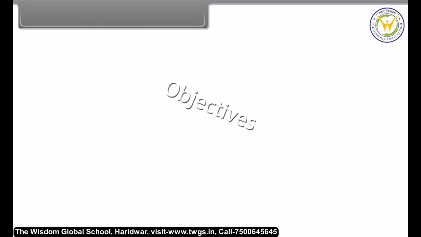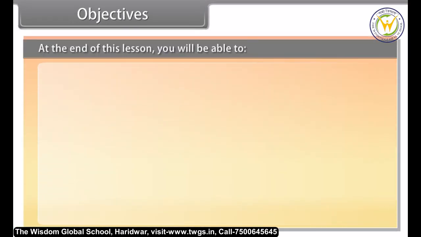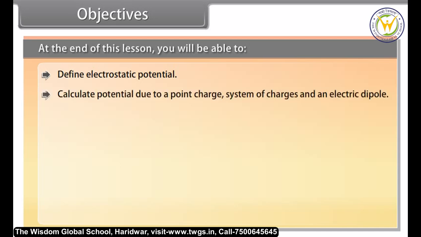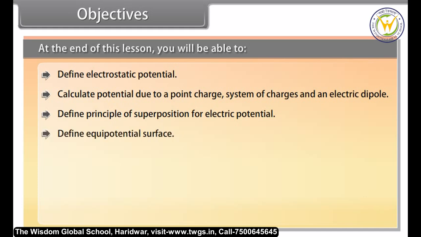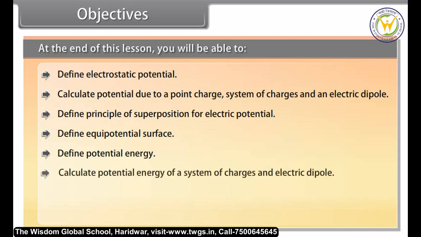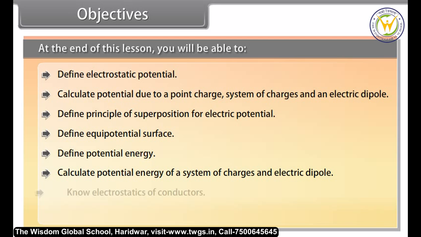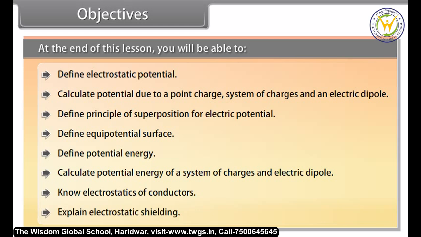Objectives. At the end of this lesson, you'll be able to define electrostatic potential, calculate potential due to a point charge, system of charges, and an electric dipole. Define the principle of superposition for electric potential. Define equipotential surface. Define potential energy. Calculate potential energy of a system of charges and electric dipole. Know electrostatics of conductors. Explain electrostatic shielding.